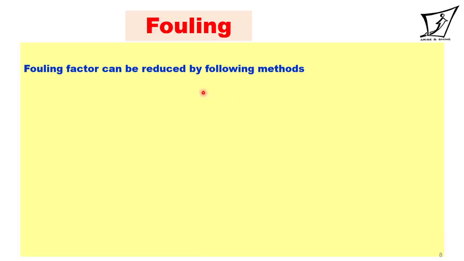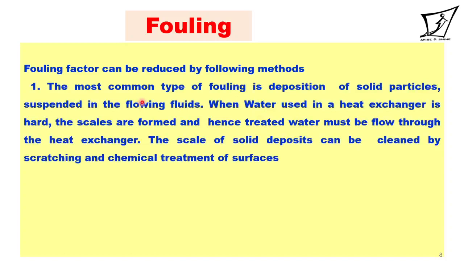Now fouling can be reduced by applying the following methods. Fouling is a totally undesirable phenomenon, so we must reduce fouling and its effect to enhance the effectiveness of the heat exchanger. Number one, the most common type of fouling is deposition of solid particles suspended in the flowing fluids. When water used in a heat exchanger is hard, scales are formed and hence treated water must flow through the heat exchanger. This way we can reduce the fouling if water is used as a fluid.